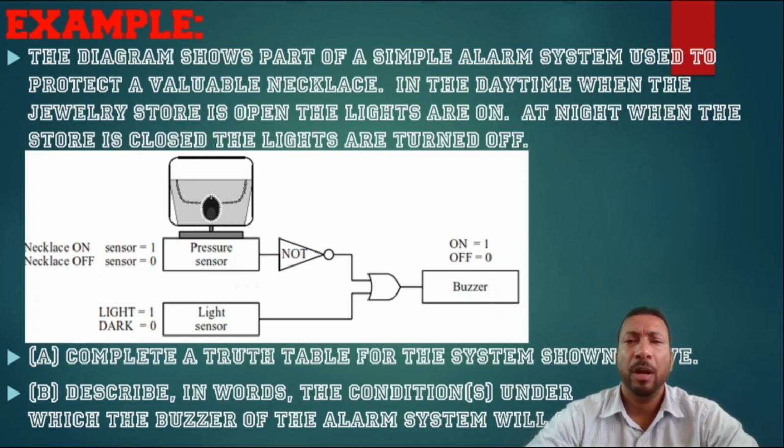The diagram shows part of a simple alarm system used to protect a valuable necklace. In the daytime, when the jewelry store is open, the lights are on. At night, when the store is closed, the lights are turned off. Part A. Complete a truth table for the system shown above. And B. Describe in words the condition or conditions under which the buzzer of the alarm system will sound.